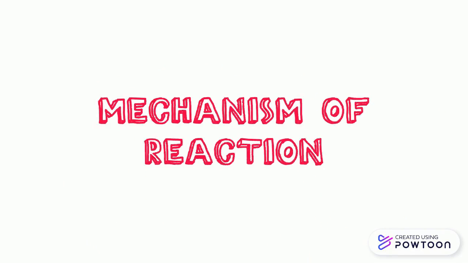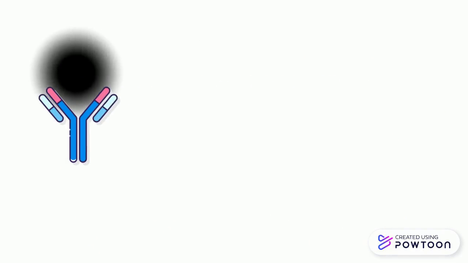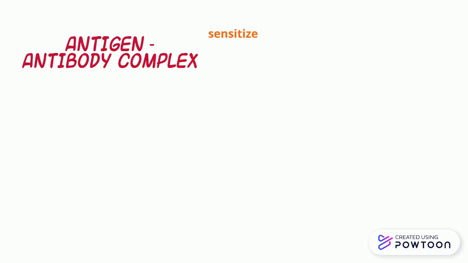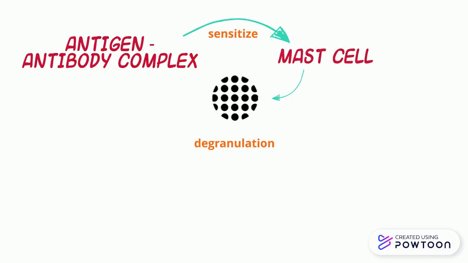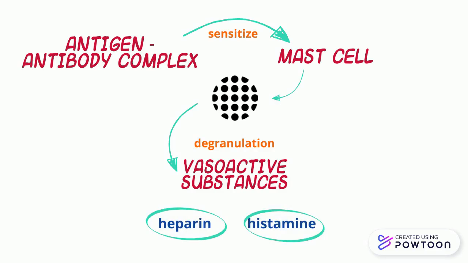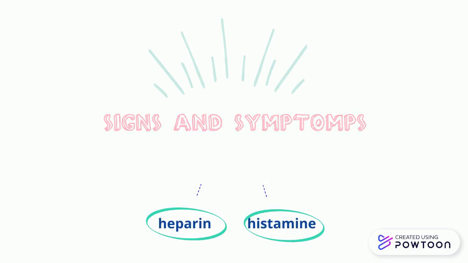The mechanism of the reaction is when antigen-allergens cross-link antibodies. This causes B cells to be activated, producing IgE antibodies. The antigen-antibody complex will sensitize the mast cells, leading to degranulation and release of the chemical mediators or the vasoactive substances like heparin and histamine. These mediators cause the signs and symptoms to appear.